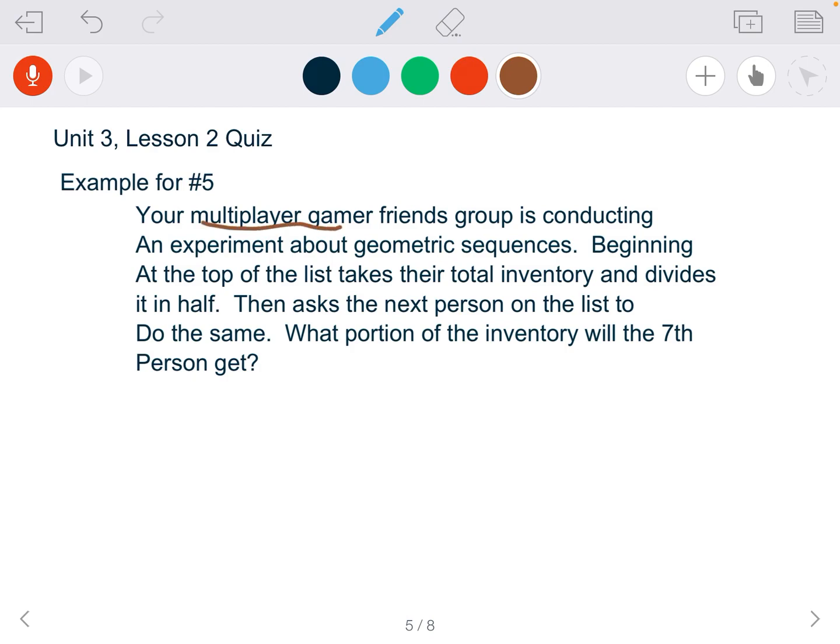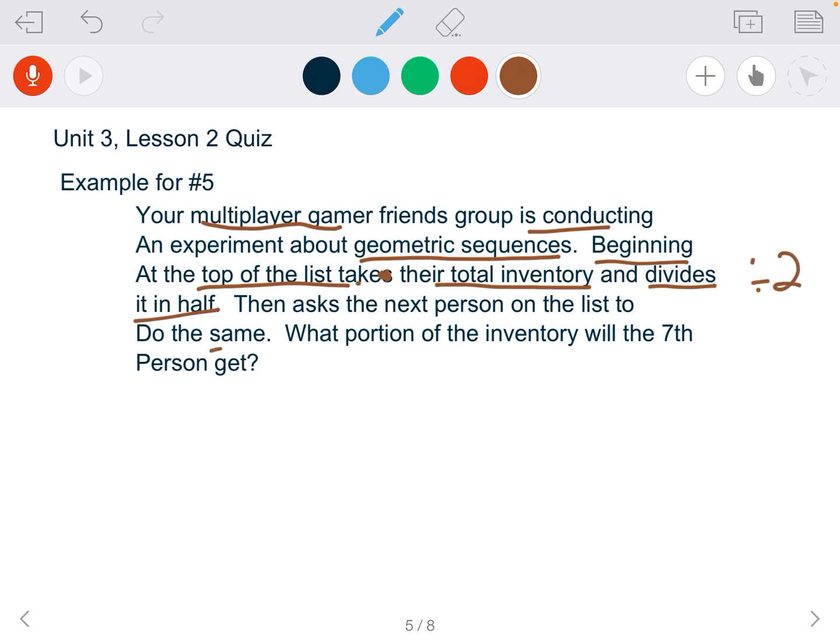Your multiplayer gamer friends group is conducting an experiment about geometric sequences. Don't you always talk about geometric sequences in your gaming sessions? All right, anyway, beginning at the top of the list, they're going to take their total inventory and divide it in half, or divide it by 2.